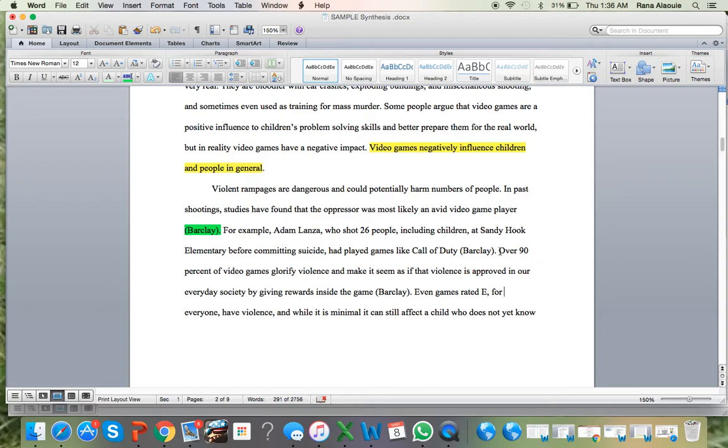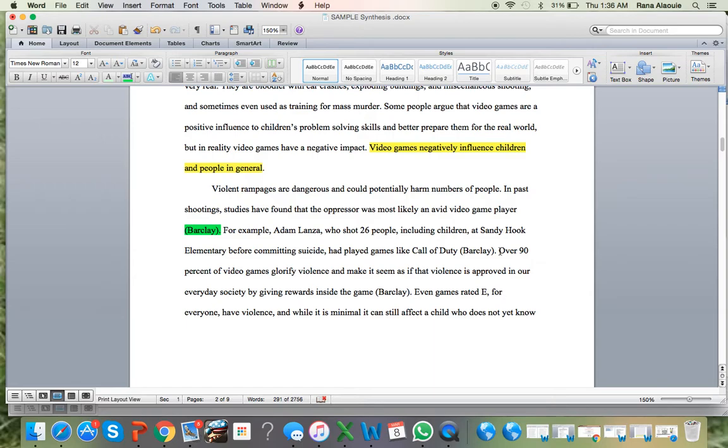I have to read that sentence again. Over 90% of video games glorify violence and make it seem as if violence, I don't think the word that needs to be there, as if violence is approved in our everyday society by giving rewards inside the game. And again, she got that from this article.